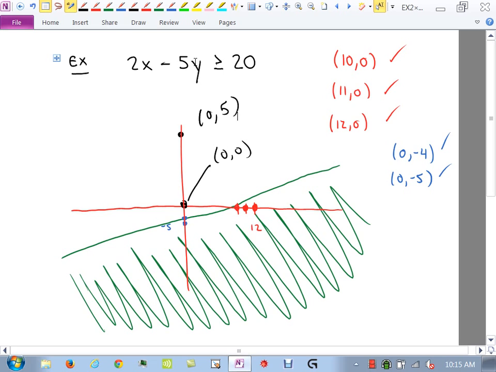If it does work, what? What if I plugged in 0 and 0 and it did work? That would be the side I shade.